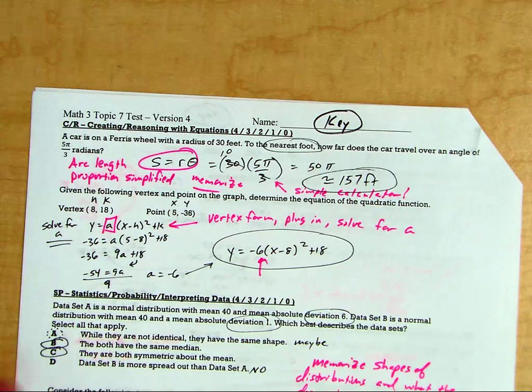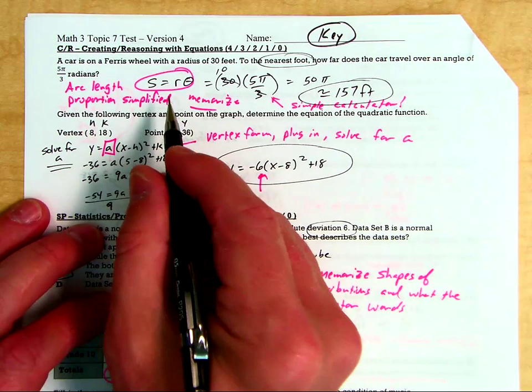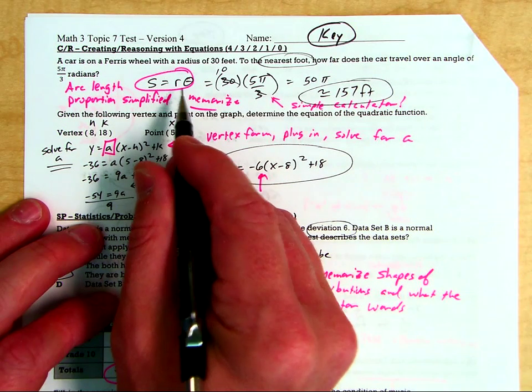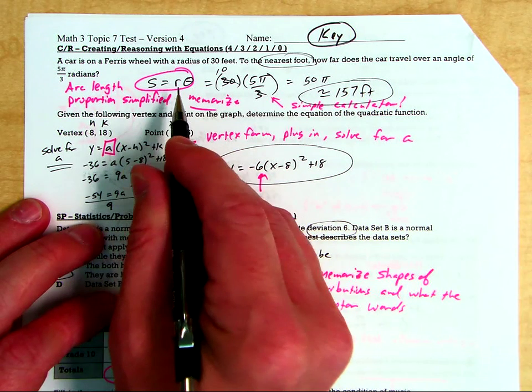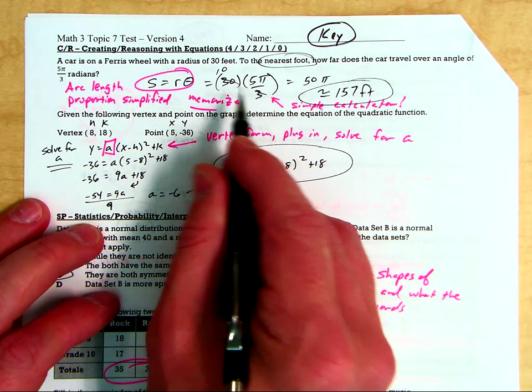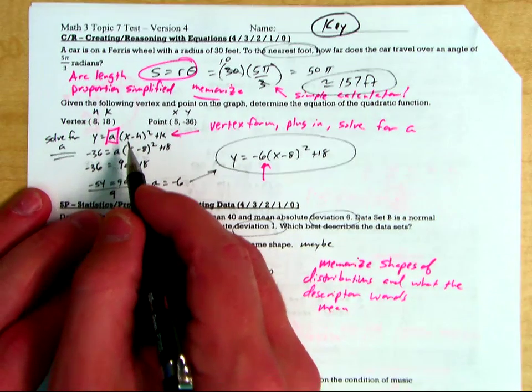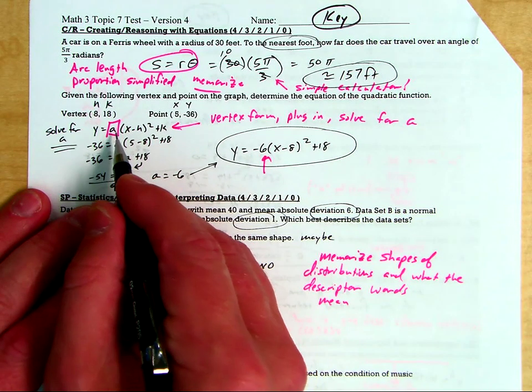Okay, this is a formula to memorize for arc length, the Ferris wheel problem. S equals r theta, where r is radius, theta is the angle in radians. Just straight up multiplying on the calculator. Done. Now over here is the vertex problem, finding A for a parabola.